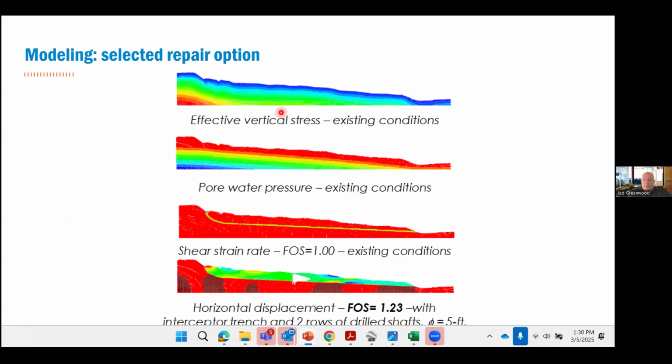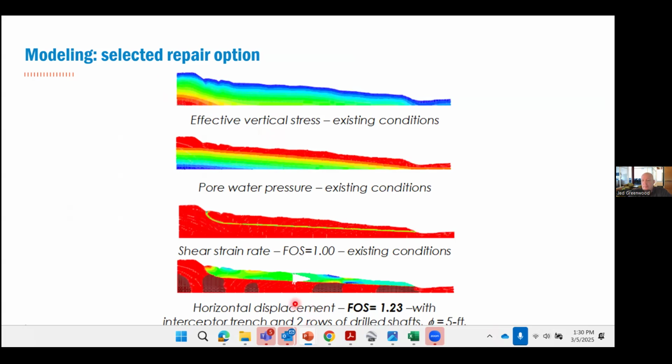Okay, so we did model the selected repair option, and I'll talk about that more later, but here's our effective vertical stress for existing conditions. Here's our pore water pressures in FLAC. Here's our factor of safety of 1 back analysis. So that's what got us our 5.3 degrees for a residual friction angle along here.